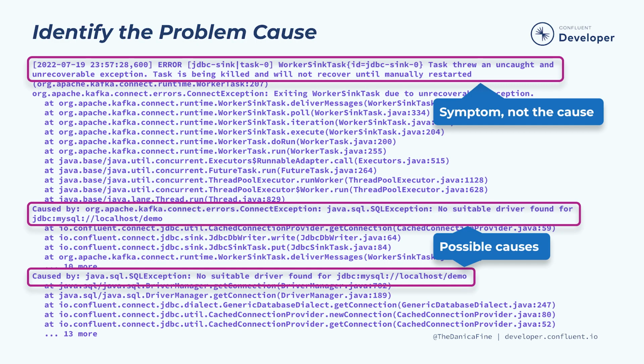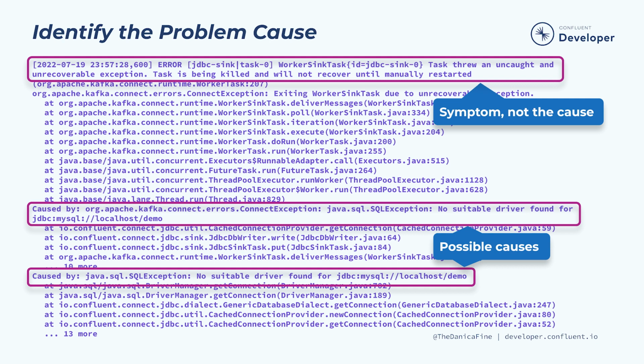Thankfully, connector contexts were added to logging in Apache Kafka 2.3 with KIP-449, and they make the diagnostic process a lot easier. Let's dive in. The first log line you're likely to latch onto is "task is being killed and will not recover until manually restarted." This is a general error, a symptom of the problem rather than the cause, and it doesn't reveal any information about the underlying problem.